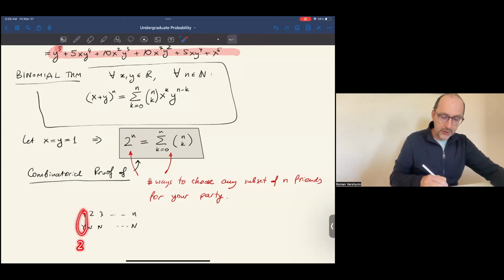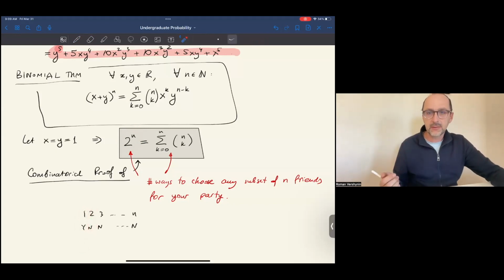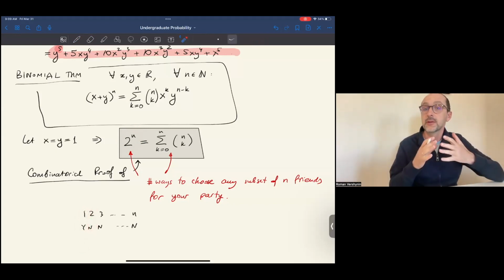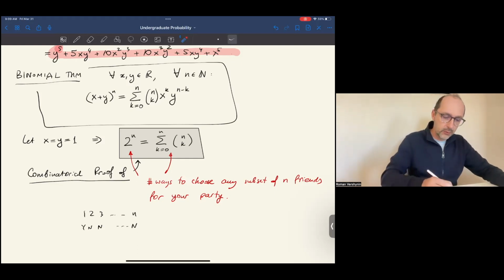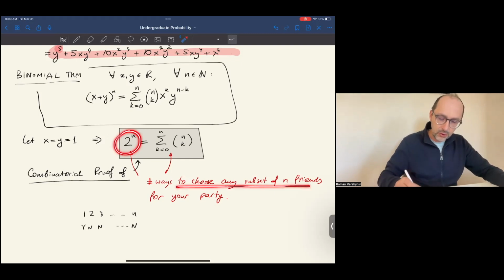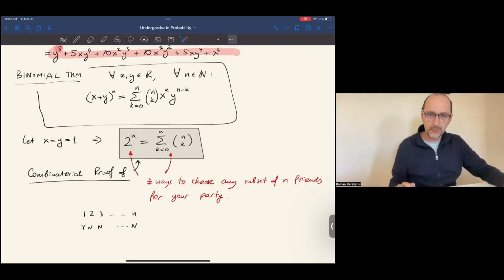For each friend, there are 2 ways, invite or not invite. And the multiplication principle shows that you just have to multiply all these 2's together n times to get the total number of ways to decide who you invite and who you don't. So 2 to the n is the number of ways to choose any subset of n friends for the party.